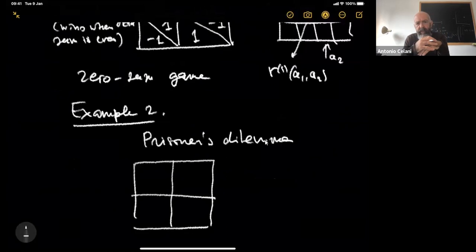The way that you describe this game is the following. Suppose that there are two criminals who have been arrested, and they have to be tried. And before the trial, they have two options. If they, let me use the proper notation for this.